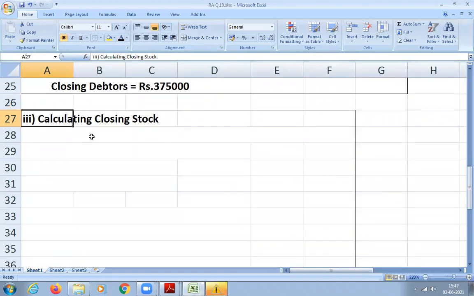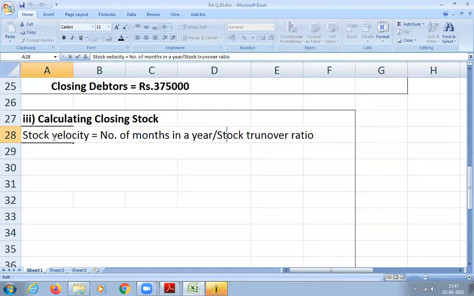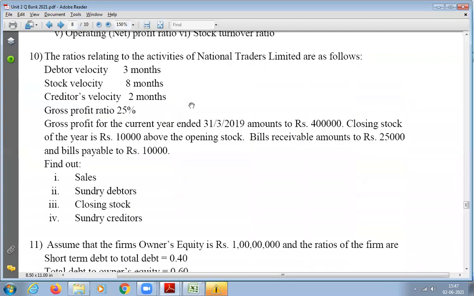So next you have to calculate the closing stock. We will again use the same method that we did for the debtors turnover ratio. So we will use stock velocity, and then we will find out the STR, stock turnover ratio, and then using that stock turnover ratio we can calculate that. One minute, there's a small spelling mistake. Yeah, stock turnover ratio.